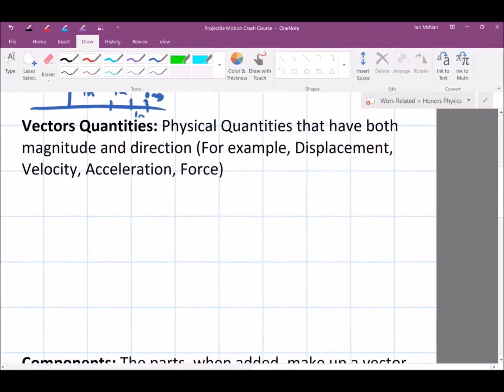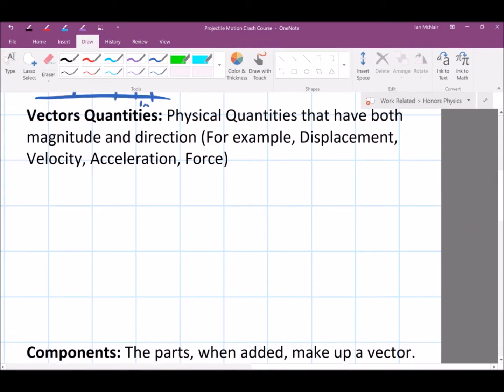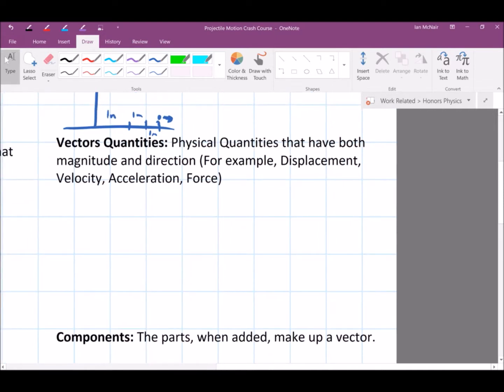So vector quantities are physical quantities that have both magnitude and direction. For example, displacement, velocity, acceleration, and force. Some of these we've already dealt with. And because they have both magnitude and direction, a really great way to represent a vector is just with an arrow, right? The way the arrow is pointing would be its direction, and how long the arrow is can represent the magnitude, or the how much, right?